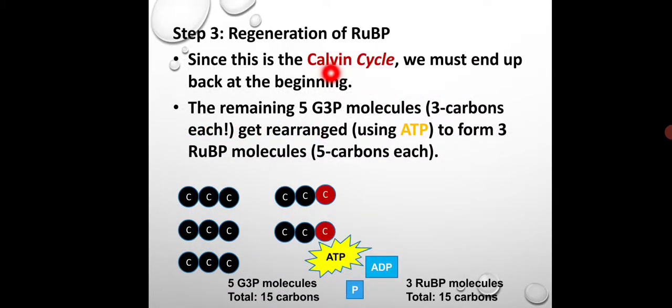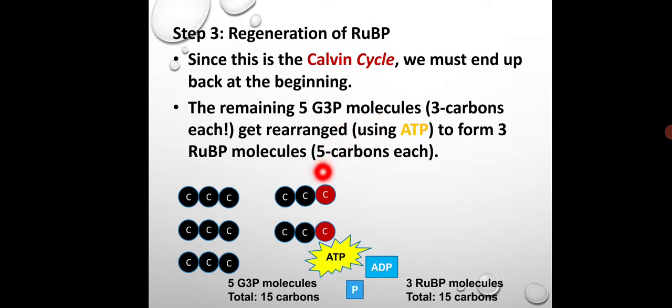Next is regeneration of RuBP. अब RuBP जो है ribulose 1,5-bisphosphate. Okay, so there is now regeneration of RuBP. Since this is the Calvin cycle, we must end up back at the beginning. As this is the cycle, तो cycle की property ये होती है कि to run continuously. Okay, it runs continuously. Now the remaining 5 G3P, जो बचे हुए 5 G3P molecules है, okay, that is 3 carbon each. They get rearranged and they form 3 RuBP molecules. वो rearrange होते हैं, ATP यूज होता है, regenerate करना है तो एनर्जी की ज़रूरत पड़ेगी.